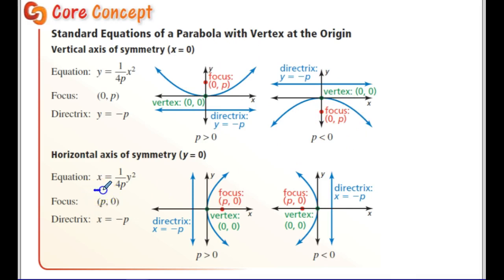Here I have some x equals. Those are these sideways ones that are opening around my x-axis. That's the big thing to keep in mind. The other thing that you absolutely must know is that 1 over 4p becomes my a value. This is going to become very important. So just remember 1 over 4p. And we'll talk about what p is in just a minute.